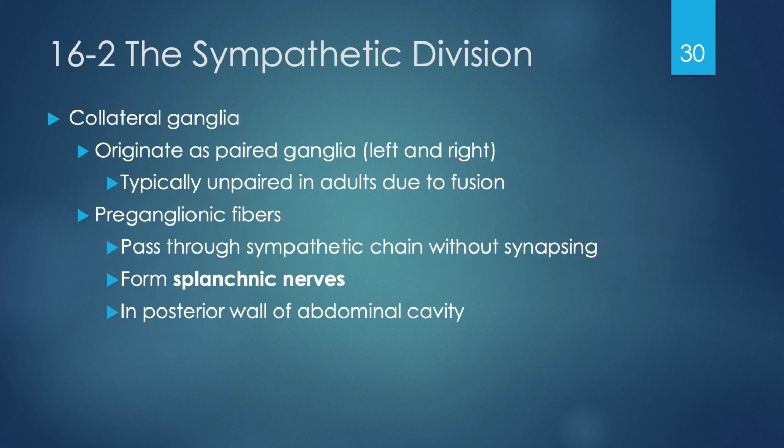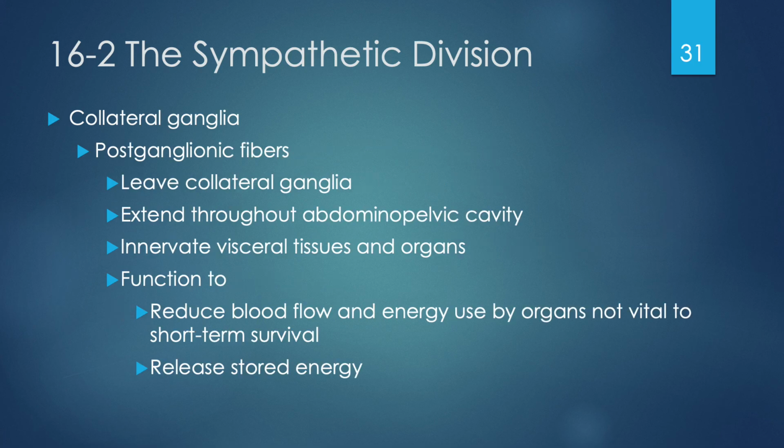The collateral ganglia, which are next to but a little anterior to the vertebral column, are going to originate as paired ganglia on the left and the right, and they're typically unpaired in adults because these will often fuse together. So the preganglionic fibers for the collateral ganglia are going to pass through that sympathetic chain without synapsing at all, and in doing so they're going to form the splanchnic nerves that I mentioned earlier. We'll discuss the splanchnic nerves in a little more detail coming up, but these are located in the posterior wall of the abdominal cavity. The postganglionic fibers of the collateral ganglia leave the collateral ganglia and then extend throughout the abdominopelvic cavity to innervate our visceral tissues and organs.